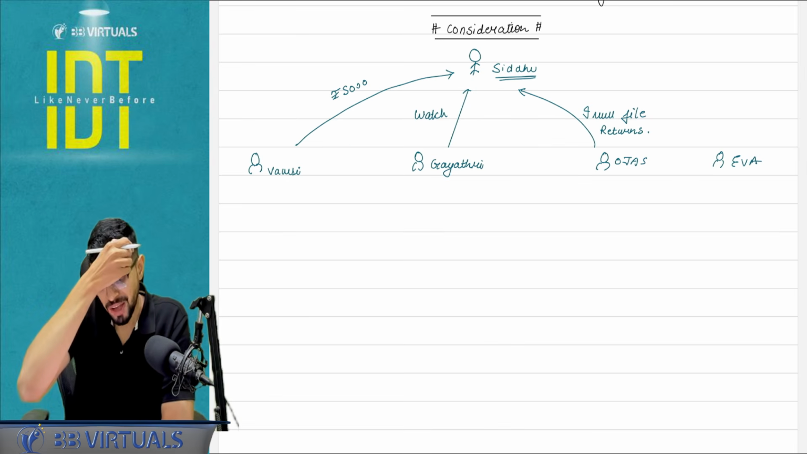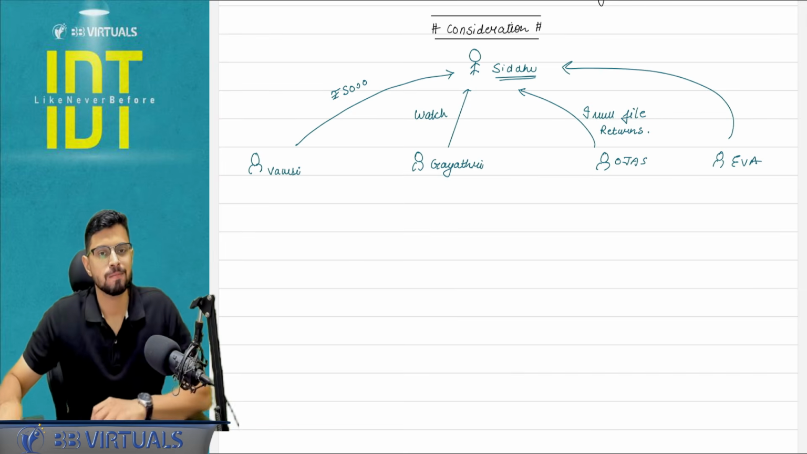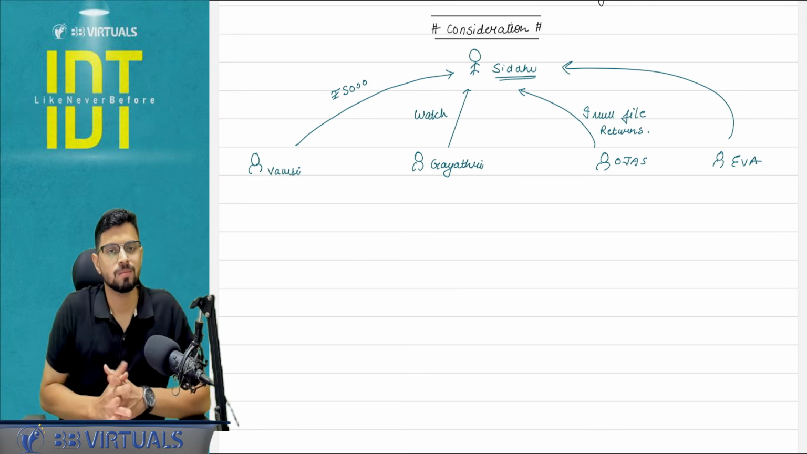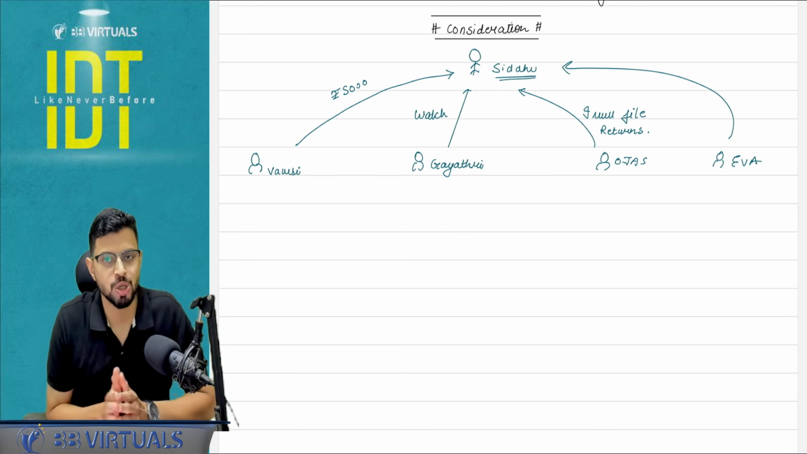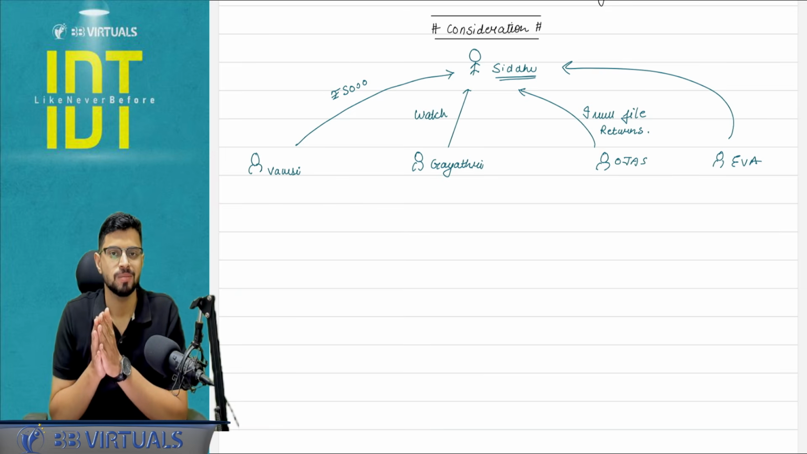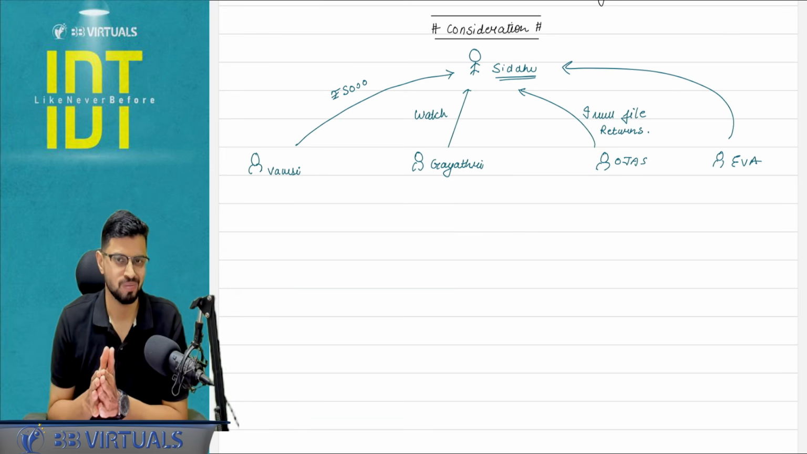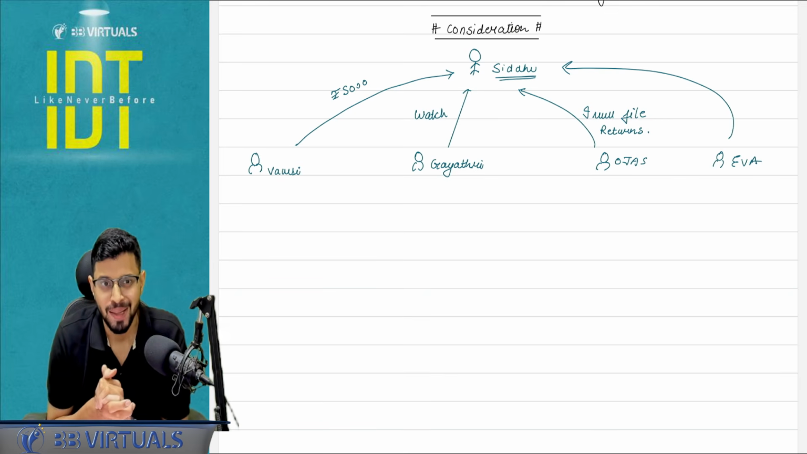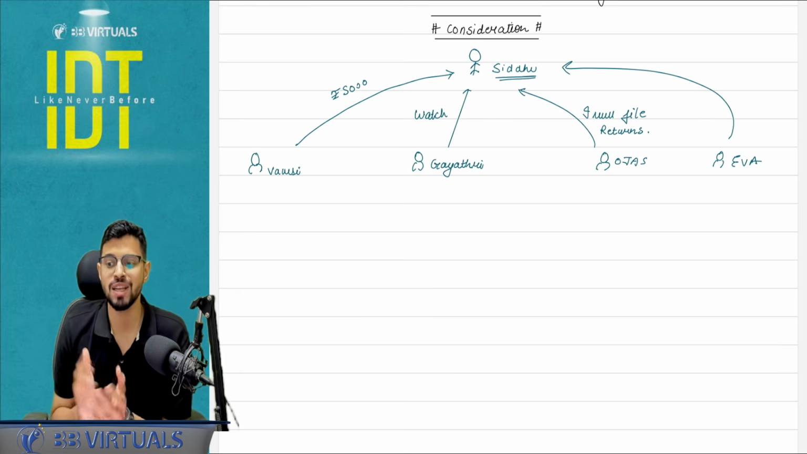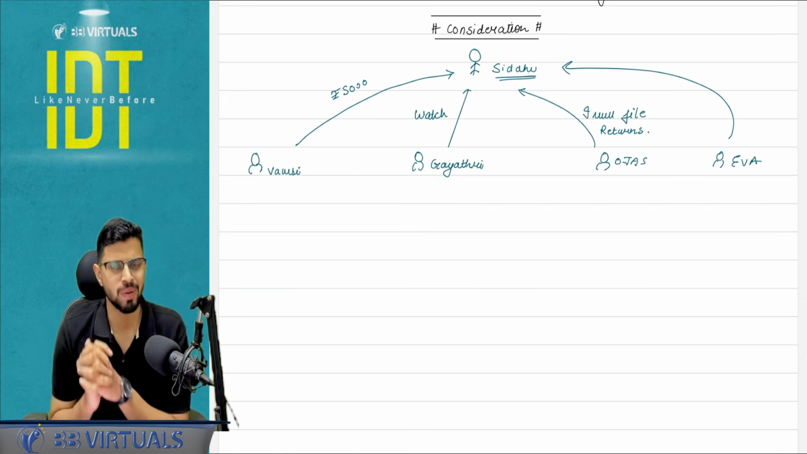And then comes Eva. Eva says, "Sir, I'm not going to give you money. I'm not going to give you a watch. I will not even do something for you. But I will not do something for you." Ojas says I will do something for you. Eva says I will not do something for you. I also got confused. Then Eva explained.